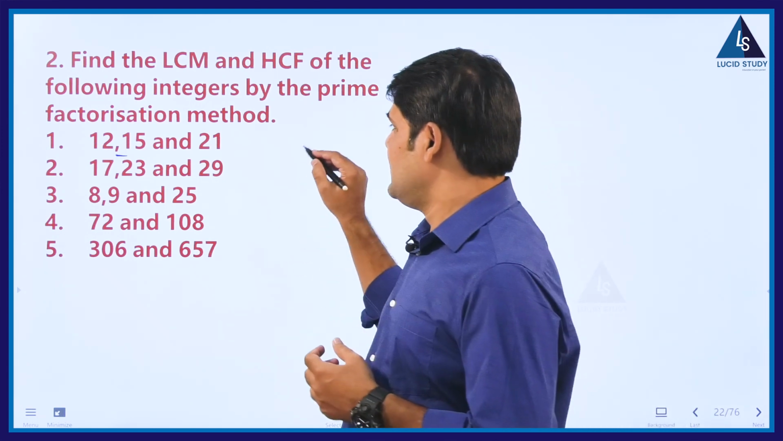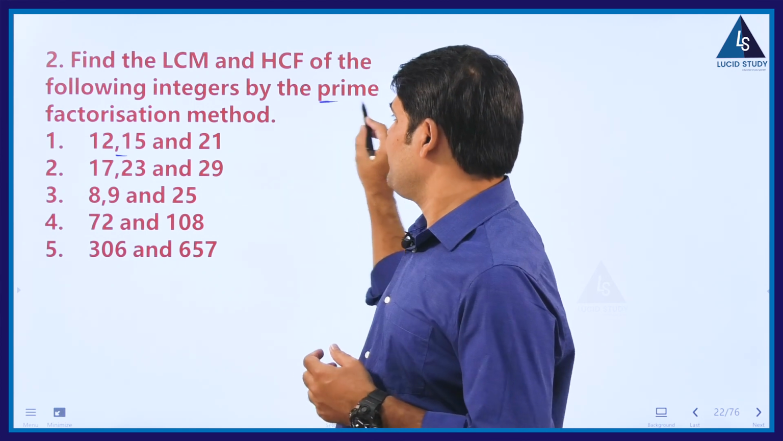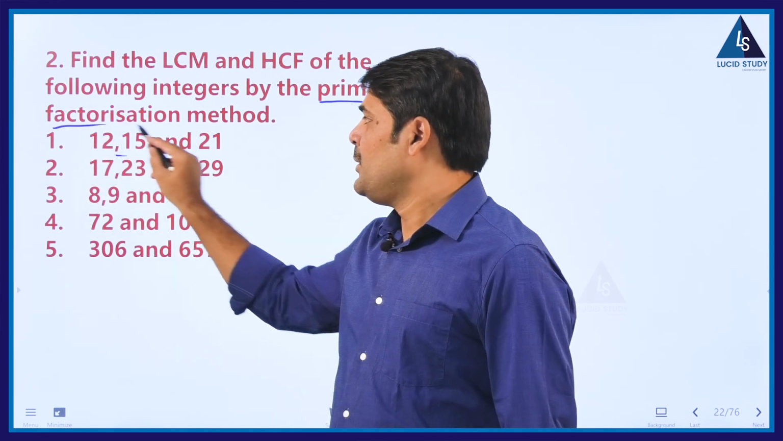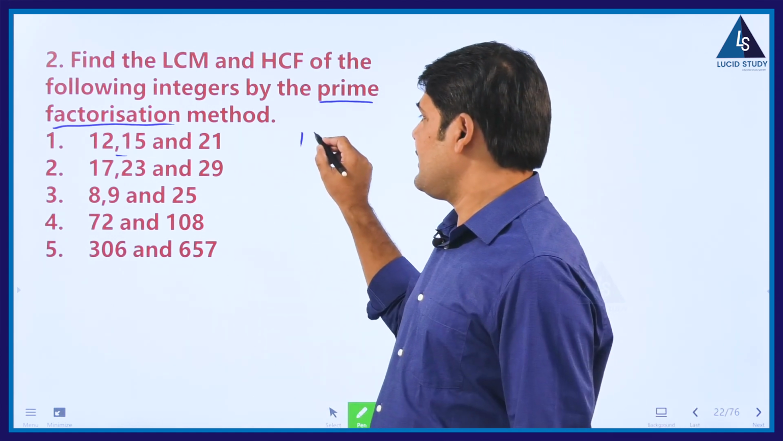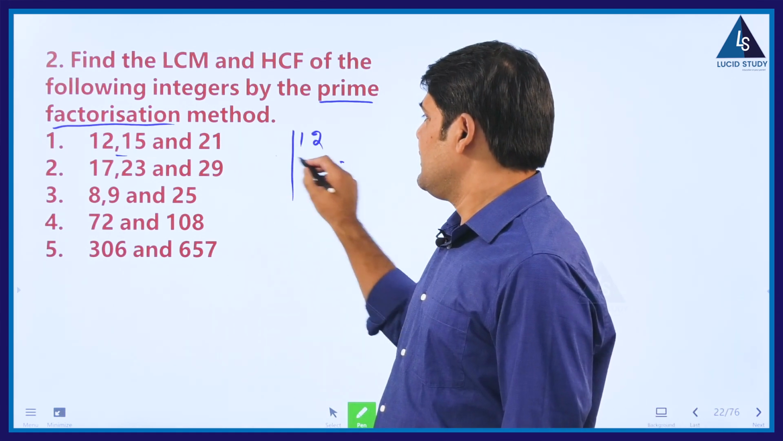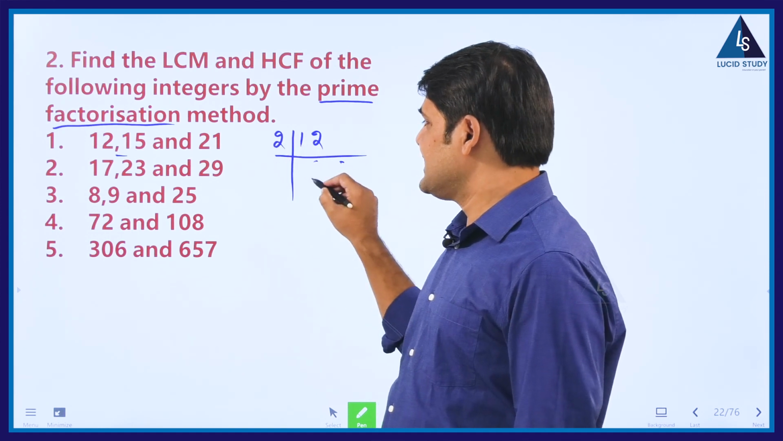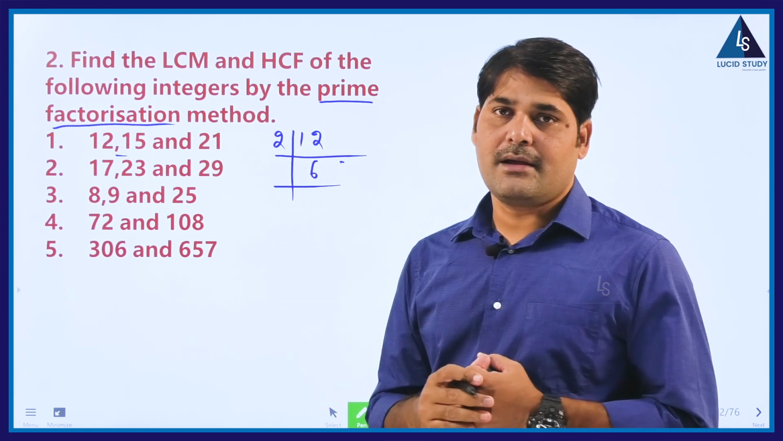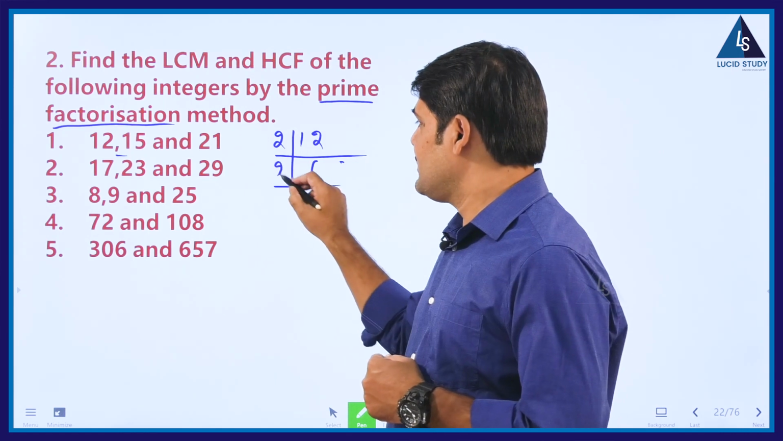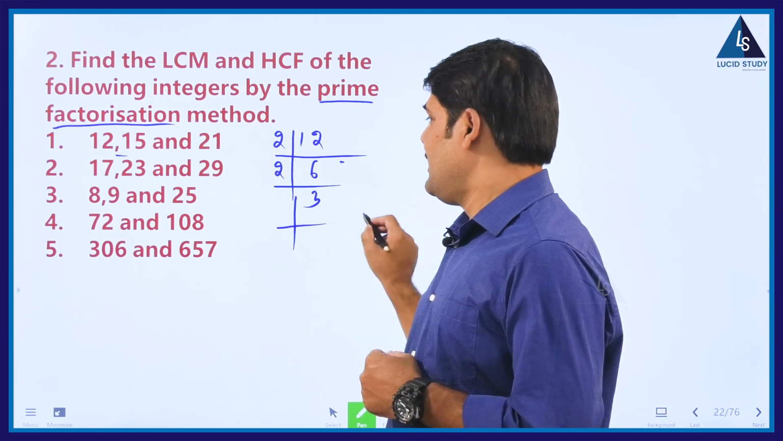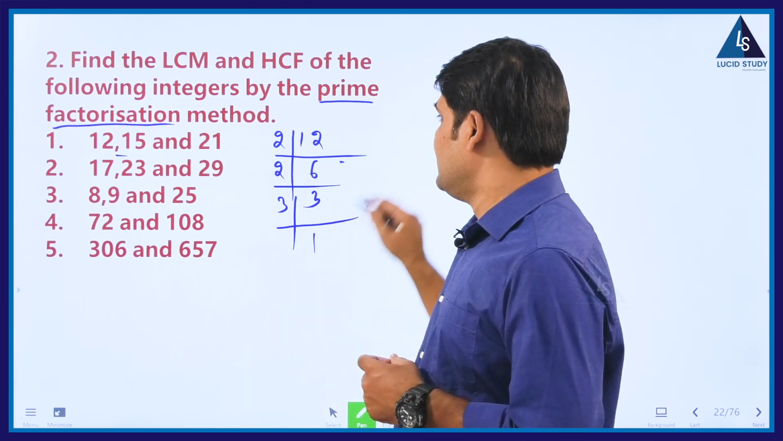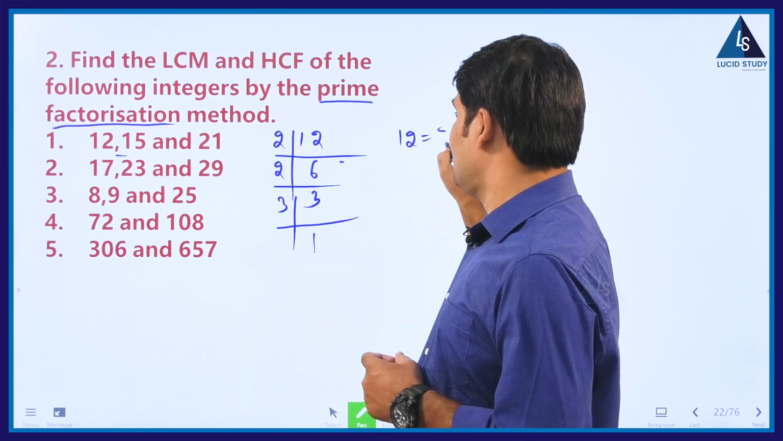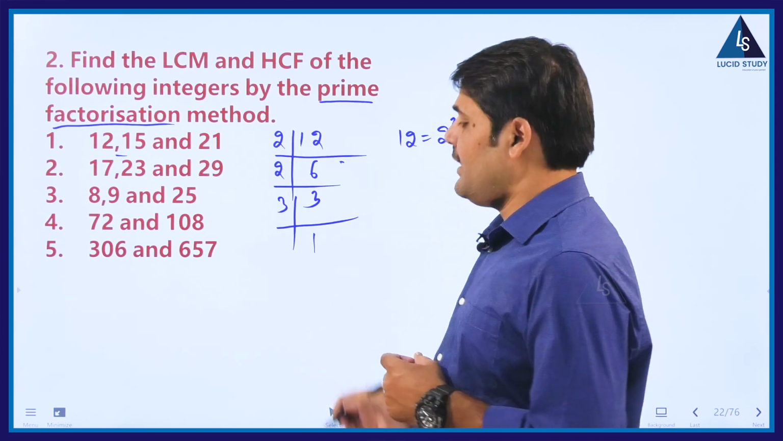Okay, so first, given numbers, what do we have to do? We have to write them into prime factorization. So 12 I will write as prime factors. 12 will be in the 2 table, 2 6s are 12. Again 6 will be in the 2 table, 2 3s are 6. Again 3 will be in the 3 table itself, 3 1s are 3. So 12 is equal to 2 square into 3.